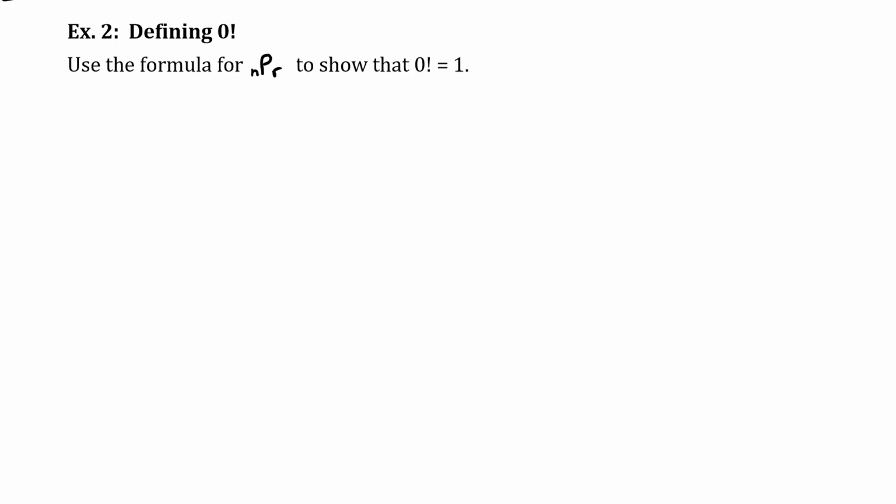Okay, folks, so example number 2 is a bit of a mathy example, so if you're not quite sticking with me, that's totally fine. I just want you to know at the end of the day that 0 factorial is 1. So let me show you the proof for that.